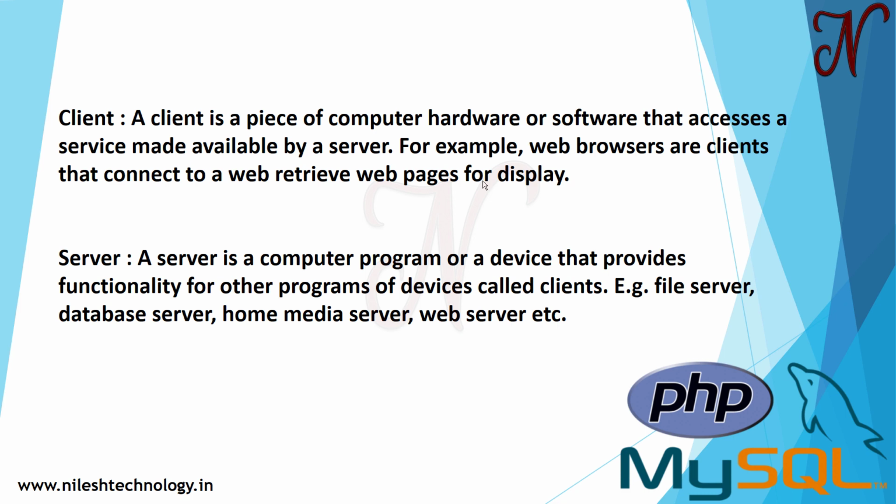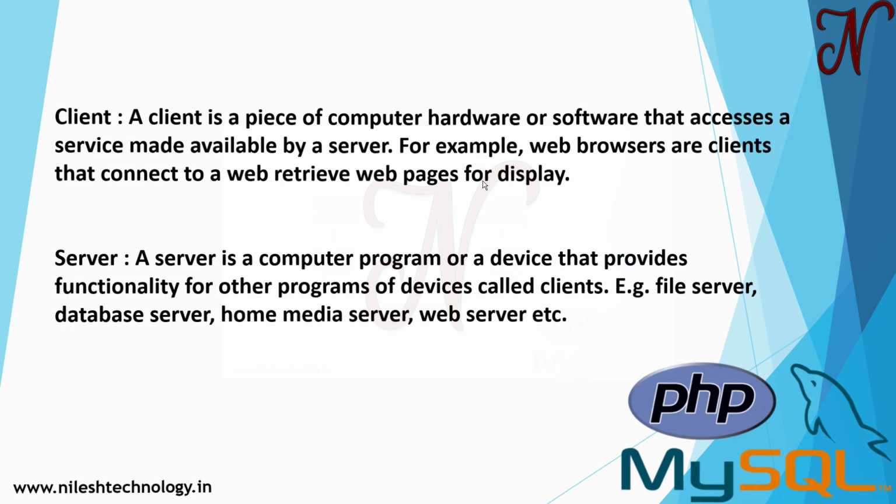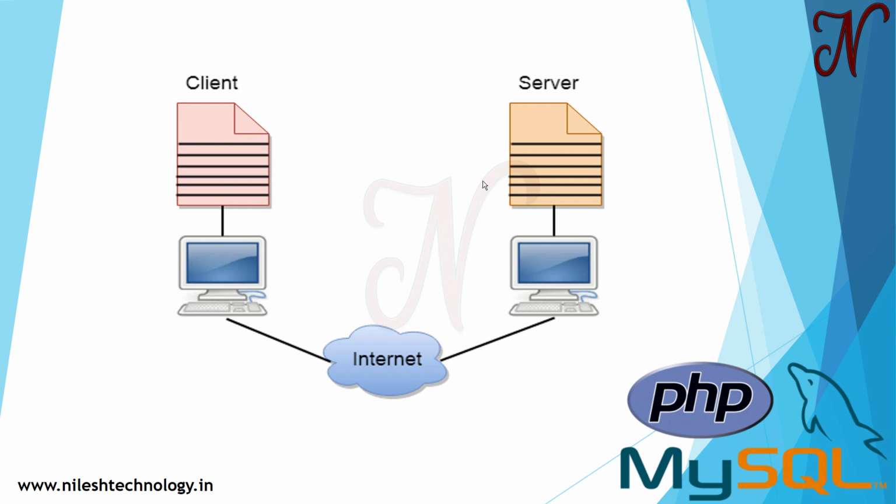A client is a piece of computer hardware or software that accesses a service made available by a server. For example, web browsers are clients that connect to a web server and retrieve web pages for display. And a server is a computer program or a device that provides functionality for other programs or devices called clients. For example, the file server, database server, home media server, web server, etc. So see, this is a simple diagram: client and server communicate by using the internet.